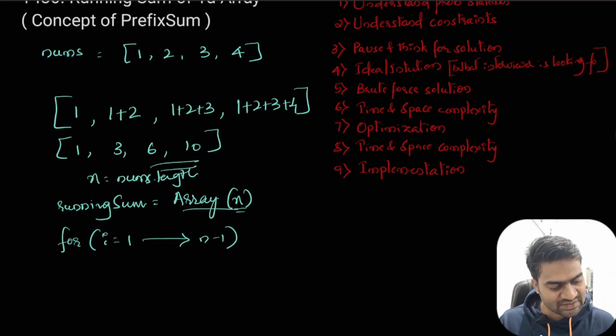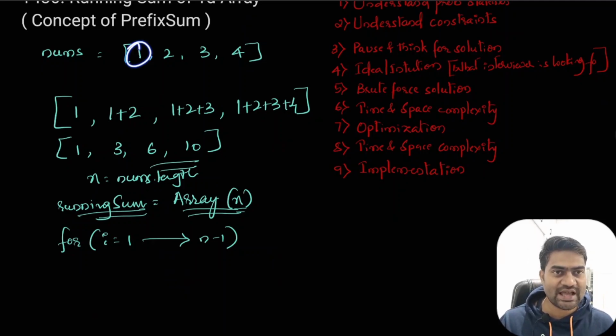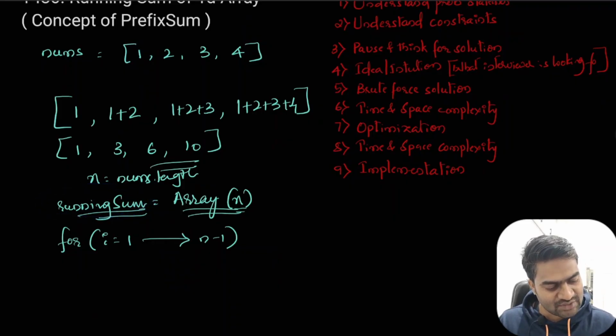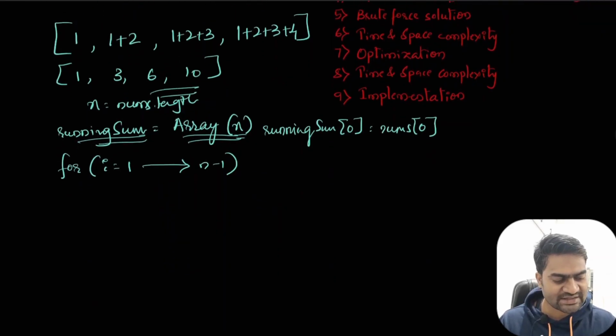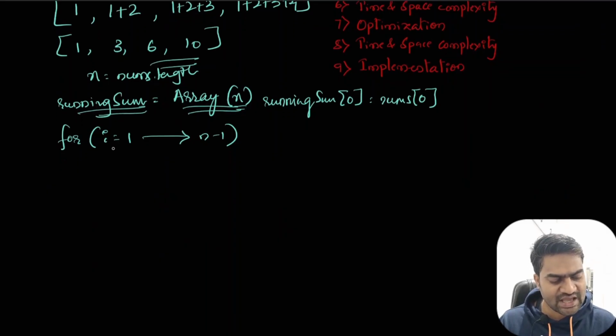Once after creating this running sum array, I will first push the first number to it. So runningSum[0] equals nums[0]. This will transfer the first number as it is to the running sum array. Then I will start from i equal to 1 to n minus 1. This is our first loop.